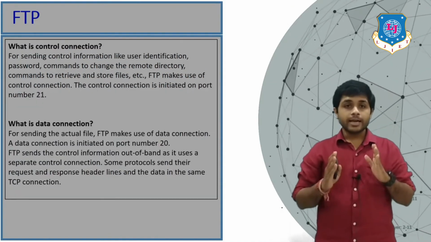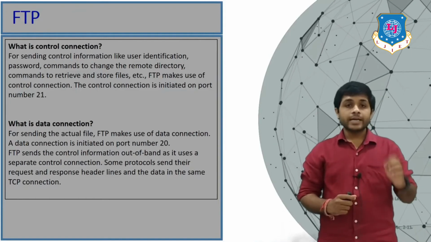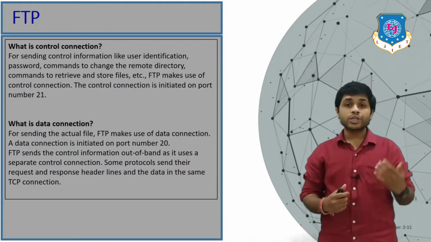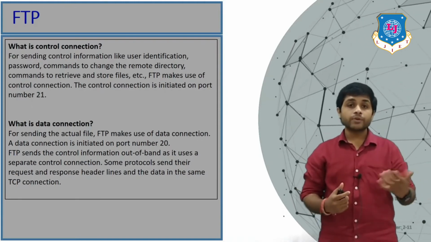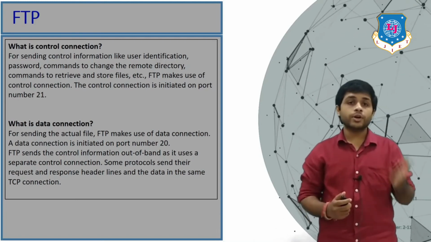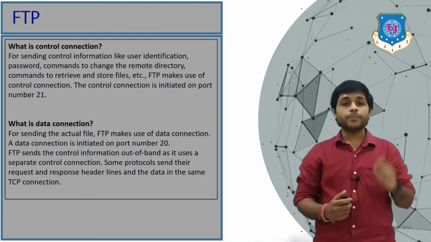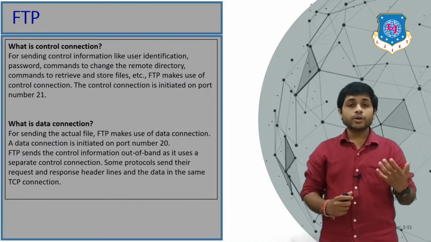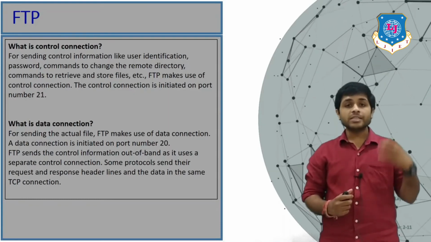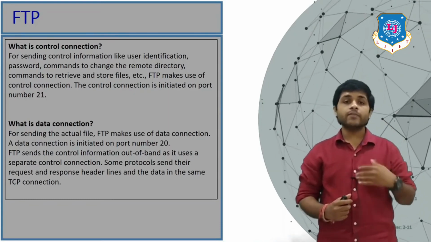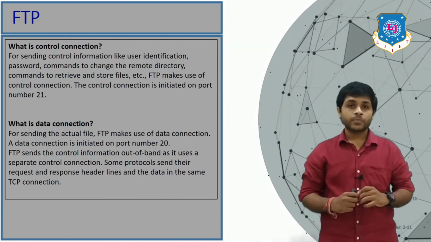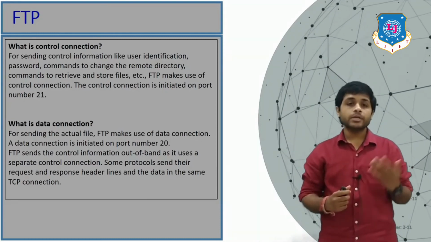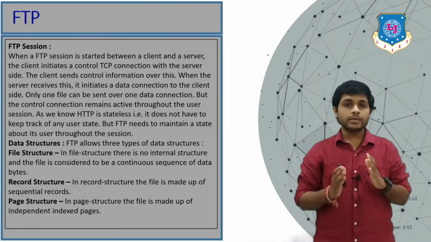So what is exactly the control connection? It is for sending information such as user identification, password, and commands to change the remote directory, or to retrieve or store a file. All these things can be done using the control connection. And for the control connection, the port number is fixed, which is 21. What is the data connection? Once the control connection is established, and once the message is sent over the control connection, the data will be transferred over the data connection. So using the data connection, we can actually send or receive files, and the port number is 20.